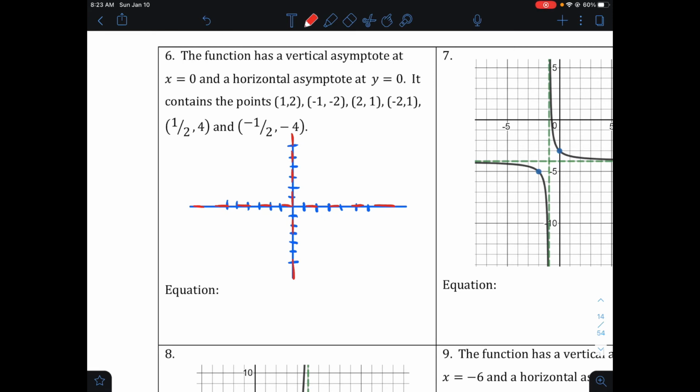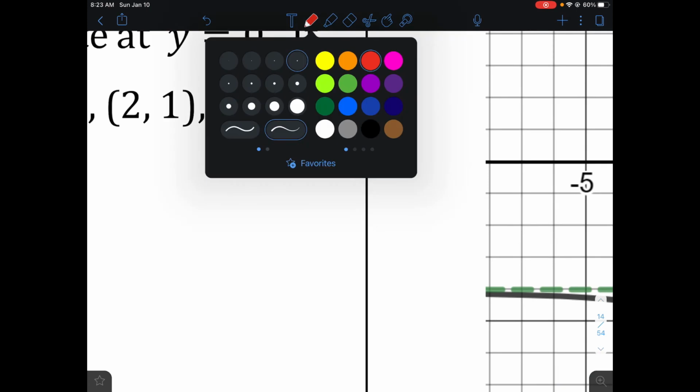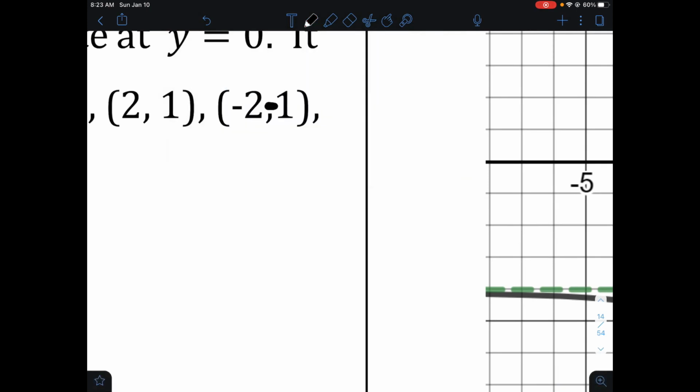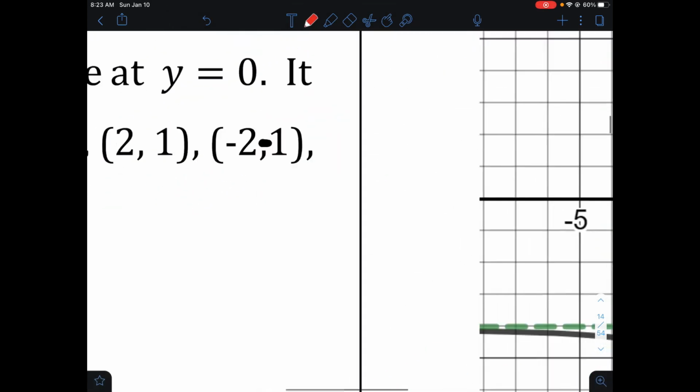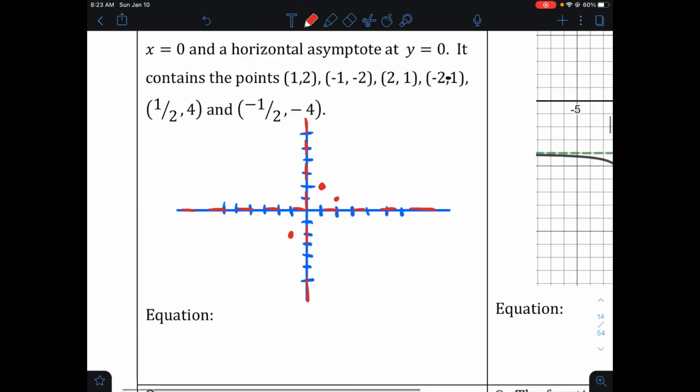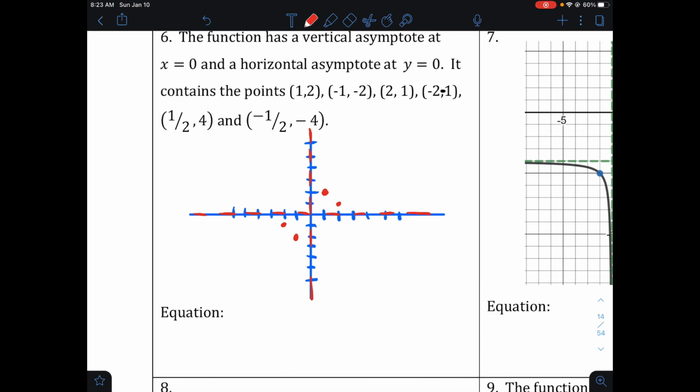It says it has the point 1, 2, -1, -2, 2, 1. And actually, real quick, this is a typo on the publisher's part, this should have been a -1. It's an odd function, so that point wouldn't make sense. So we'll go -2, -1. All right. Then we've got 1/2, 4, and -1/2, -4. All right. So our function looks like this.